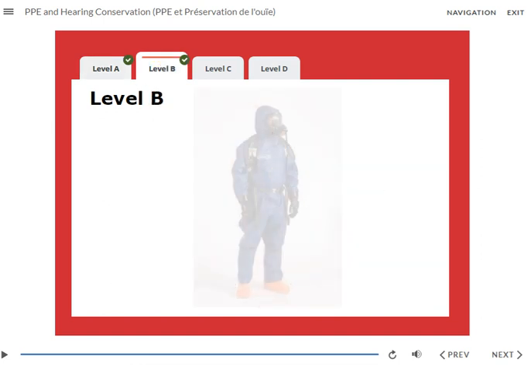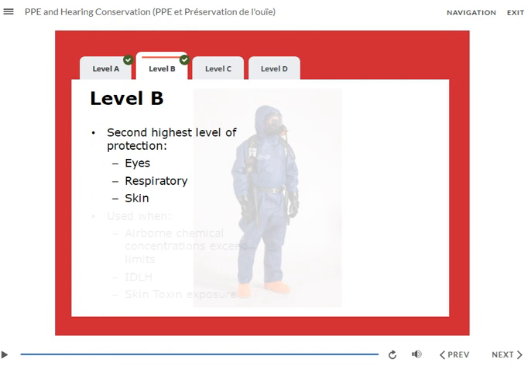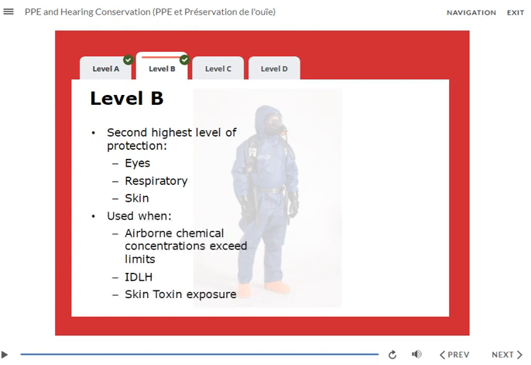Level B is the next level of protection identified in the PPE standard. Level B still provides the highest protection for the eyes and respiratory system. However, since it is not vapor-tight, it does not provide the same level of skin protection as Level A. In hazardous conditions, where the chemicals are known, but the level of exposure is not, Level B will be the minimum level of protection required for initial site entry and evaluation.